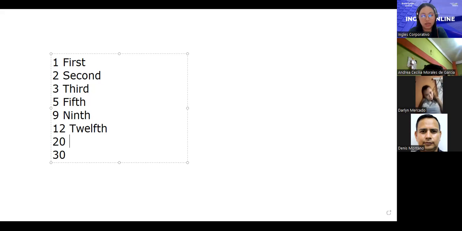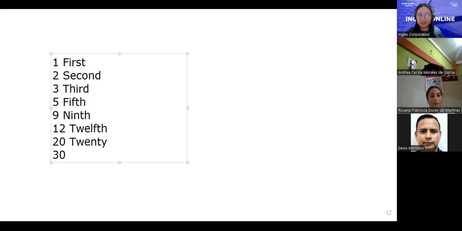How about number 20? 20 es así, twenty. Pero ahora necesitamos un pequeño cambio. ¿Cuál sería? Look. Sustituimos esta Y. We are going to switch. Quitamos. We drop. ¿Cómo dicen eliminar en inglés? Drop. We drop. Ese es el verbo quitar, eliminar. And we add. Agregar o reemplazar. We add I, E. And now we can add TH.